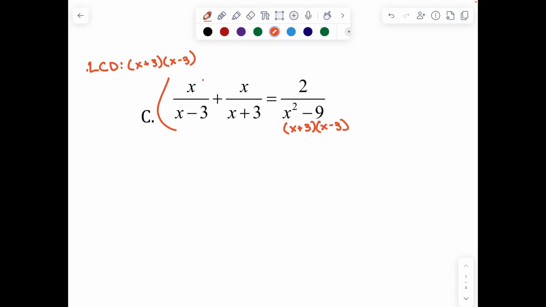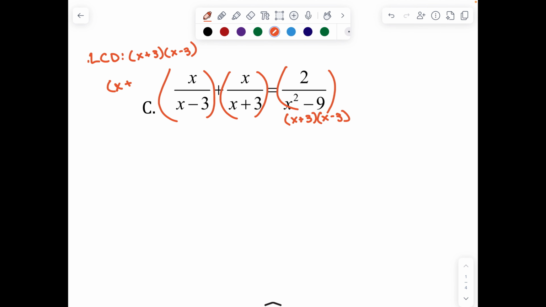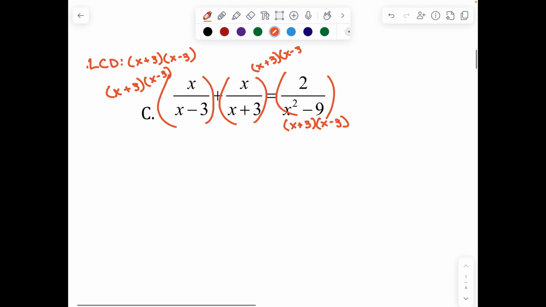So I'm going to go through and multiply everything by x plus 3 times x minus 3. Again, this is the big difference between solving and just combining rational expressions. When we were adding and subtracting, you have to multiply by the same thing, numerator and denominator. When we're doing this, we can use that golden rule of algebra: what you do to one side, you must do to the other. So that way we're just able to clear out our fractions. It makes it a little bit easier than when we're just combining.